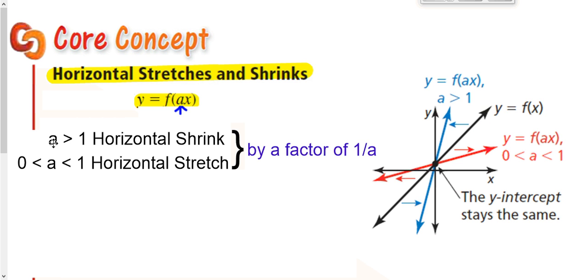So if that a is greater than 1, it is a horizontal shrink by a factor of 1 over a. So when I write down by a factor of, I have to flip it to be 1 over a. Then if my a is between 0 and 1, for example, 1/2, that is a horizontal stretch by a factor of 1 over a, which would be by a factor of 2. So bigger than 1, this could be 4, and that would be by a factor of 1 over 4, just to give you a little example there. All right, also, let's look at vertical now.